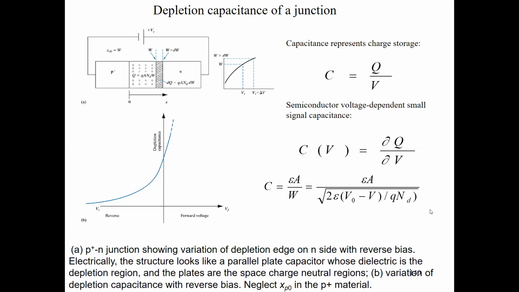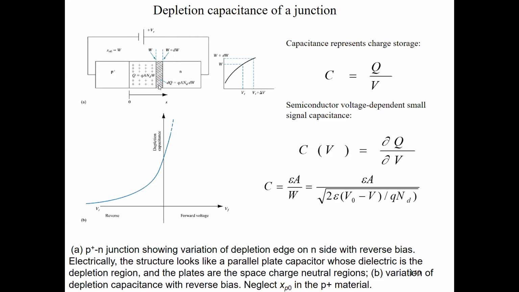So I have W given by this. What I now need to do is, if I change the voltage across the junction from VR to VR plus delta V, I have to figure out how much the depletion region extends from W to W plus dW, and therefore there's a corresponding change of charge, Q times A times the doping concentration times dW, and that's the shaded region over here.